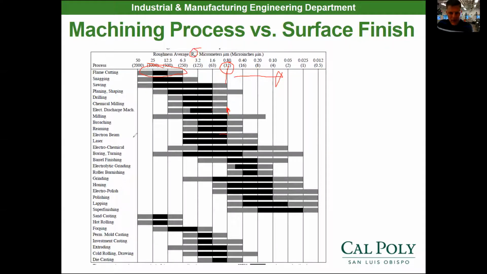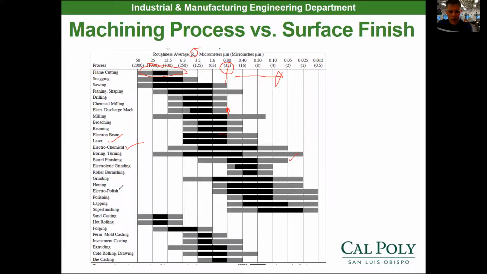Then we got laser cutting, we talked about that. Electrochemical machining gets you really good surface finish, right? Boring, turning, electrolytic grinding is a non-traditional process. It's called EDM grinding. I didn't cover that. That will get you a really good surface finish. We've got roller burnishing, which we talked about. That was a finishing process. We talked about burnishing, remember?